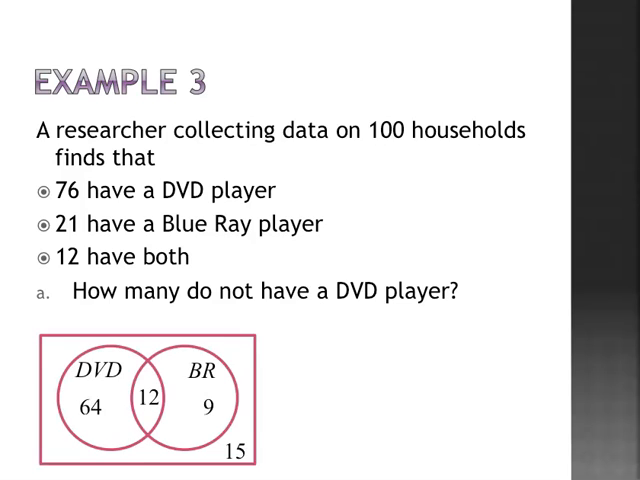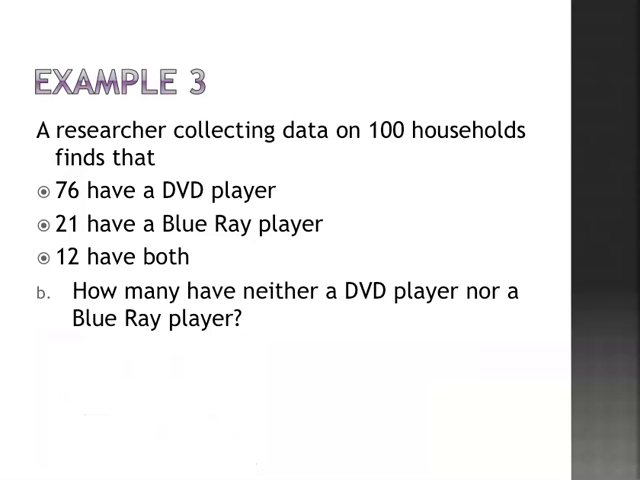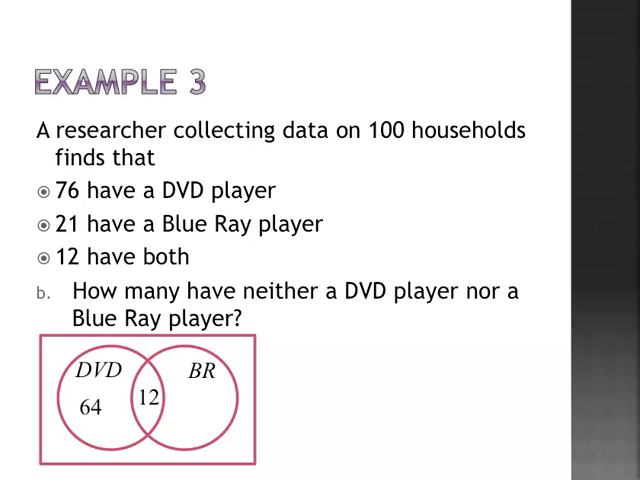Well, it looks like the 9 who just have a Blu-ray player and the 15 who don't have either. So the 15 plus the 9 gives us 24. So there are 24 households that do not have a DVD player. Okay, how many have neither a DVD player nor a Blu-ray player? Well, we know from our diagram here that when we subtracted everything from 100, we ended up with the 15. So there are 15 that don't have either.